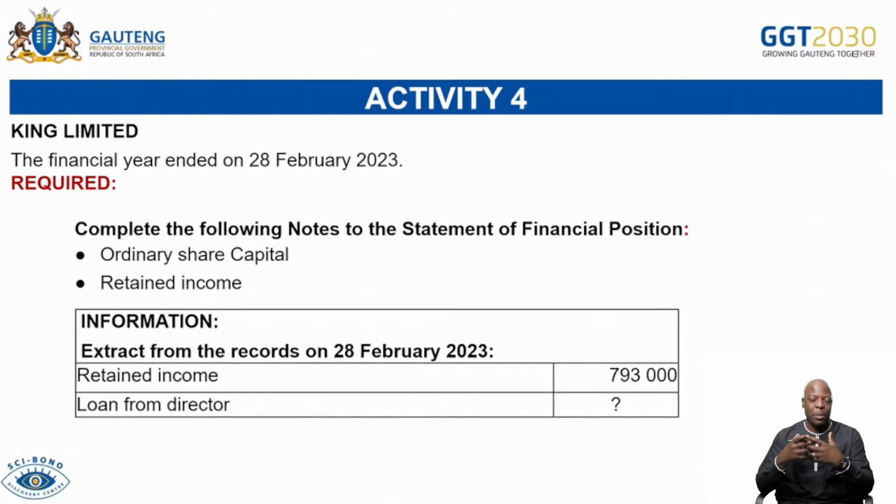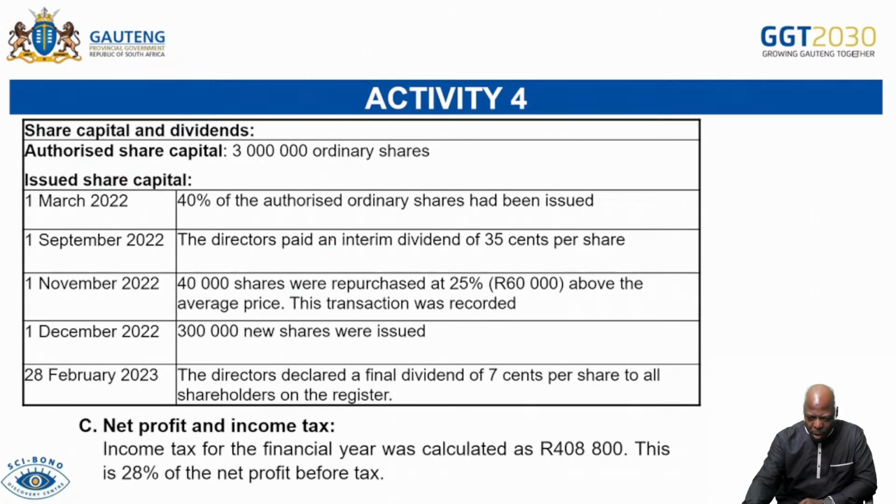And I tried, in as much as possible, to cover all the angles that can be brought in by the examiner. So just see, I've tried to cover a number of angles here. Just make sure that you do these calculations, you practice, so that at the end of the day, even if the examiner brings in a different angle, you are able to answer these questions. Okay, so let's see. Here we're going to do the ordinary share capital and we're going to do the retained income as well.